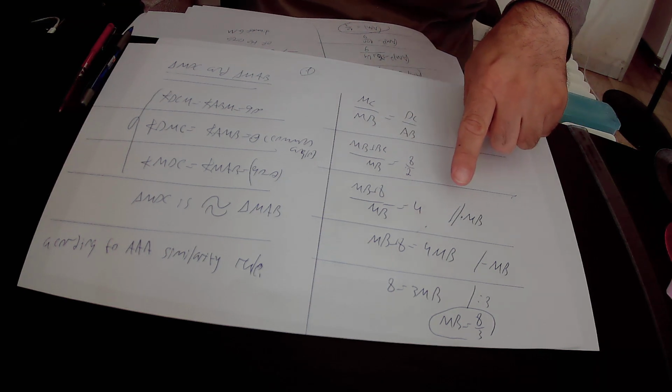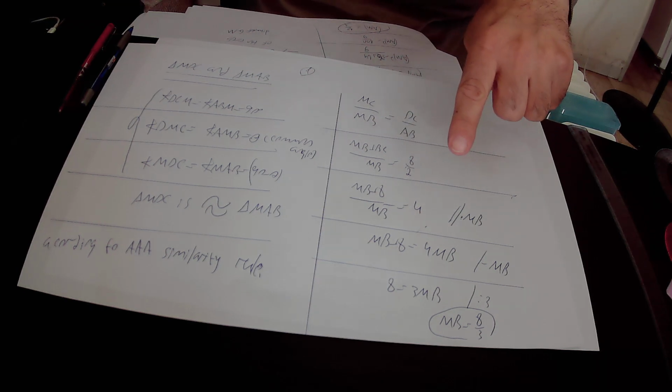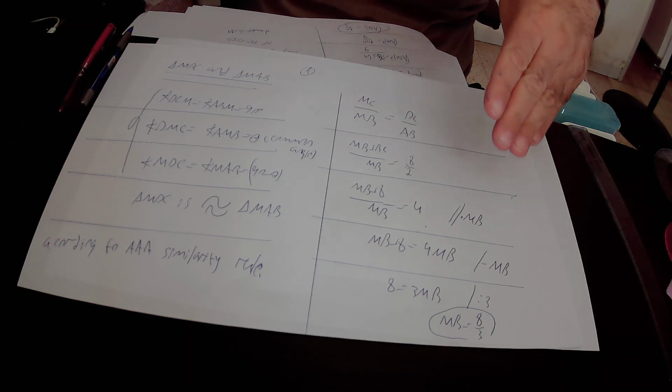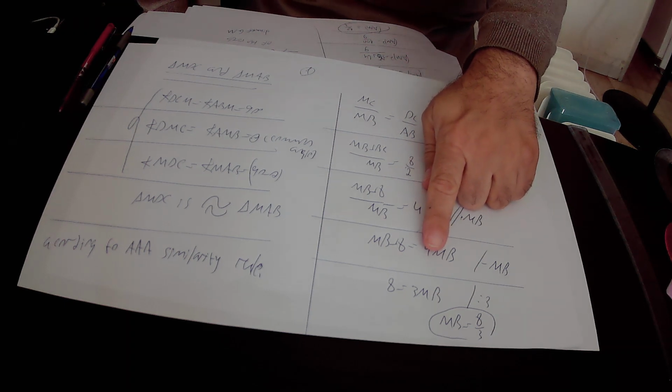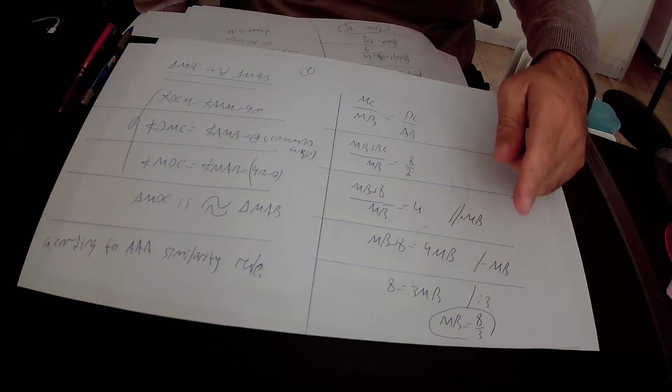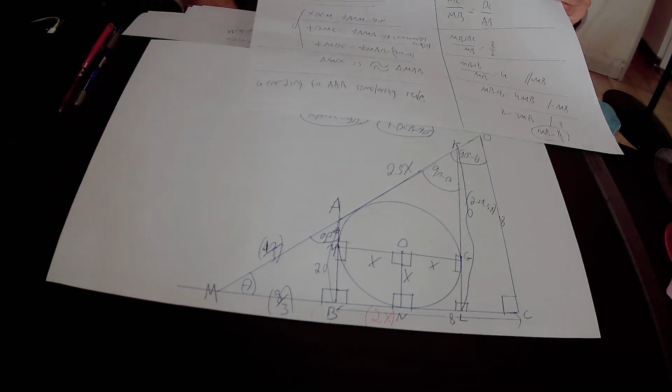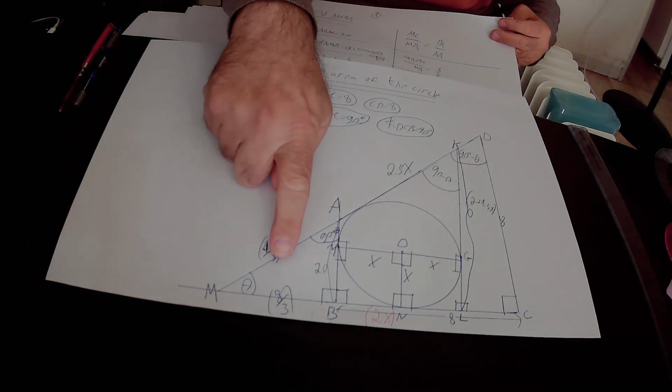We subtracted MB from this equation and finally we found that 8 equals 4MB minus MB, which is 3MB. We divided this equation by 3 and we found that MB equals 8 over 3 units. Here this side MB equals 8 over 3 units in its length.